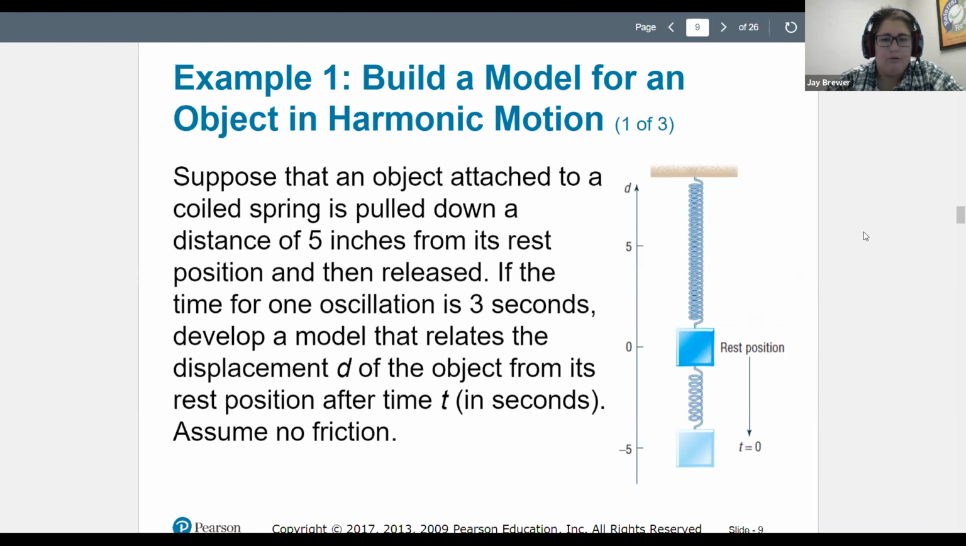Make sure you draw it out, or at least pull away from it what you think you need to pull away from it. So it says, suppose an object attached to a coiled spring is pulled down a distance of 5 inches from its resting position and then released. If the time for one oscillation is 3 seconds, develop a model that relates the displacement d of the object from its rest position after t seconds in time, assuming no friction. So let's go over into the whiteboard.